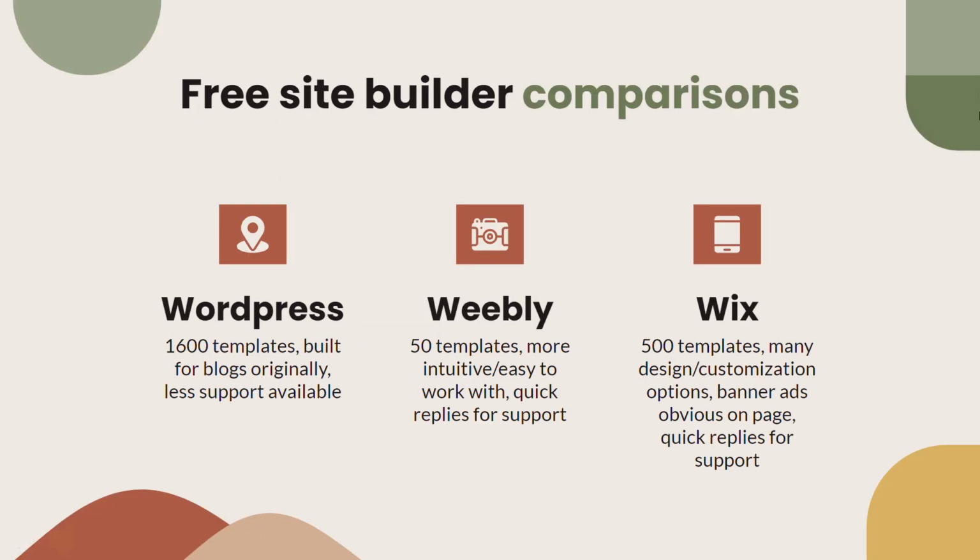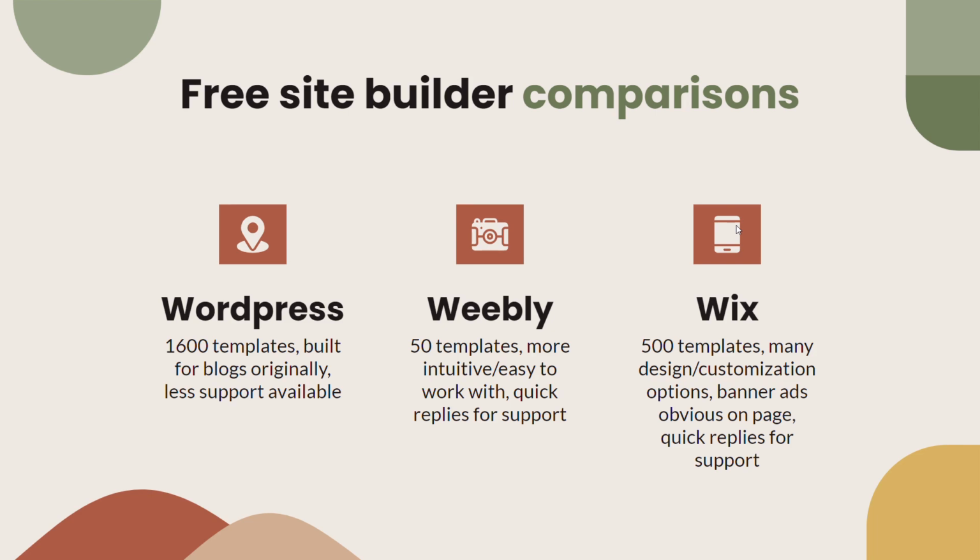Once you decide where your site's going to go, then you can think about different ways to build it. Three big website building tools that I recommend are WordPress, Weebly, and Wix. WordPress was originally built for blogs, so journals online, but now people make whole websites out of WordPress. It has over 1,600 templates just available on the WordPress site alone, and you can find lots more online if you Google things like free WordPress templates. However, the support is not as good as on Weebly or Wix.